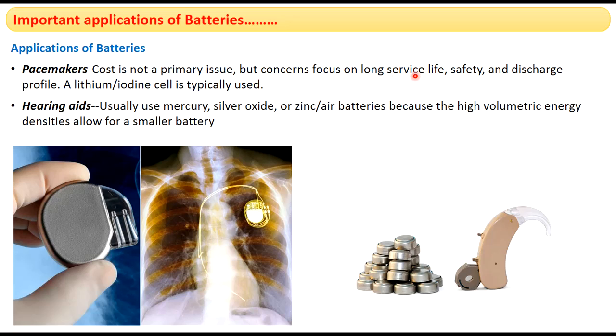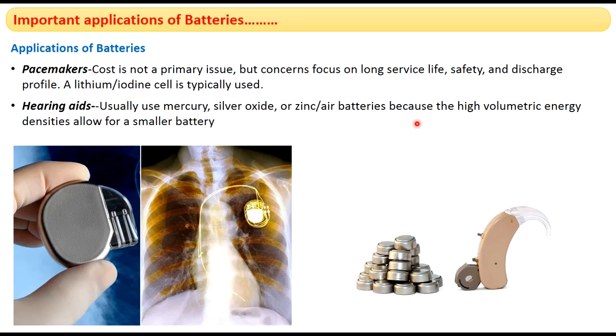Long service life is required. Safety is also very important, and discharge profile is also very important. These three are very important. Why? Because again and again we cannot remove the pacemaker inserted into the body of a person. They cannot be removed and inserted repeatedly. That's why long service life, safety, and discharge profile are the three very important things for a pacemaker. But cost is not an issue.